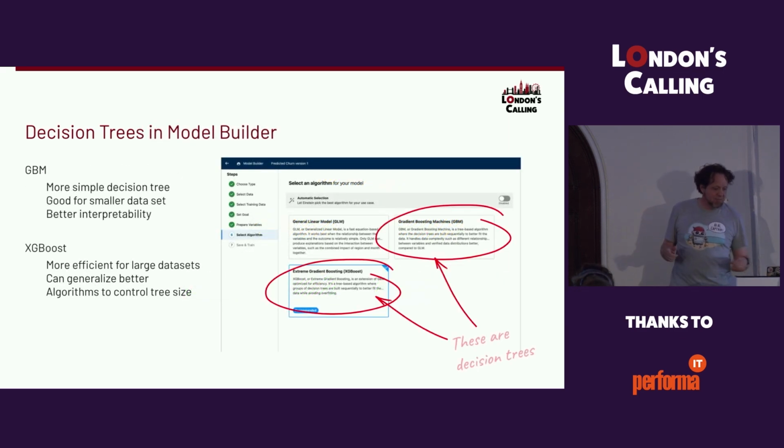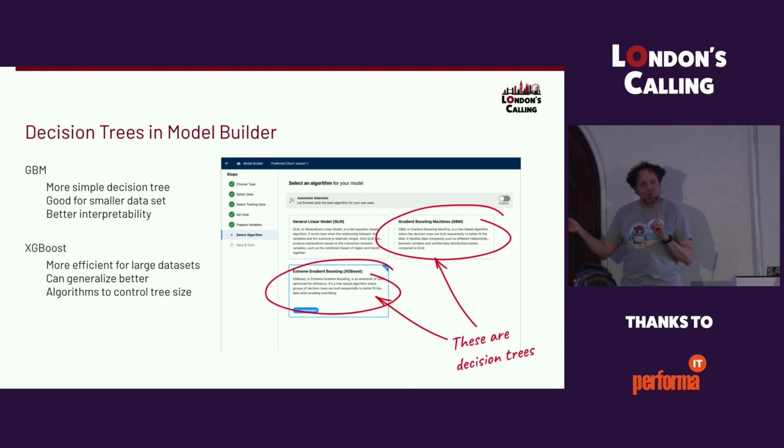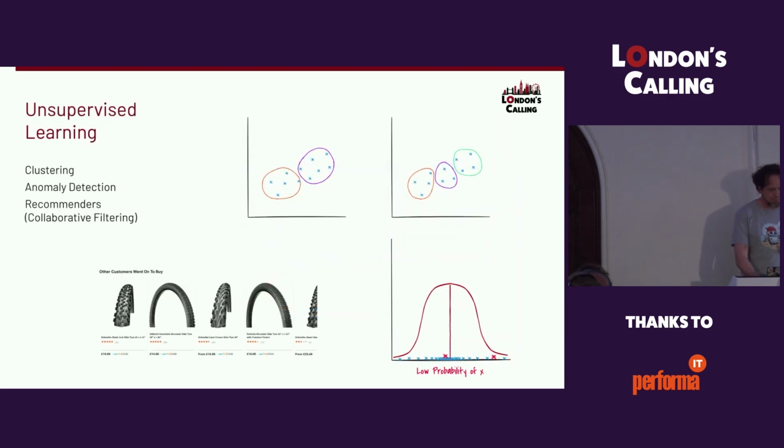And interestingly, Model Builder chose two different forms of decision trees to make available to you if you're going to do some classification. Now, these two types of models are both decision trees, but they each kind of have their own specialization. The first one, GBM or gradient boosting machine, is good for smaller data sets. It is more interpretable. If you have a very large data set, though, it can be very slow, and that's where the XGBoost type of model might come in handy.